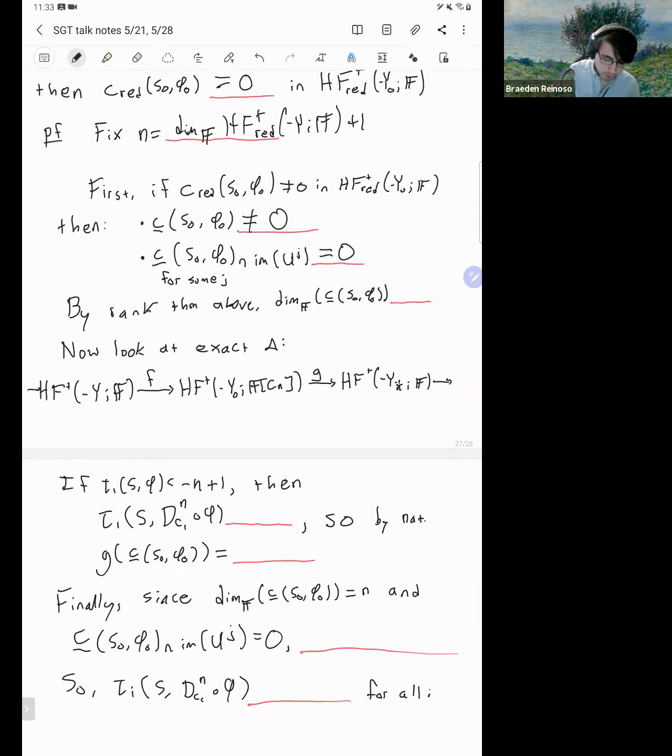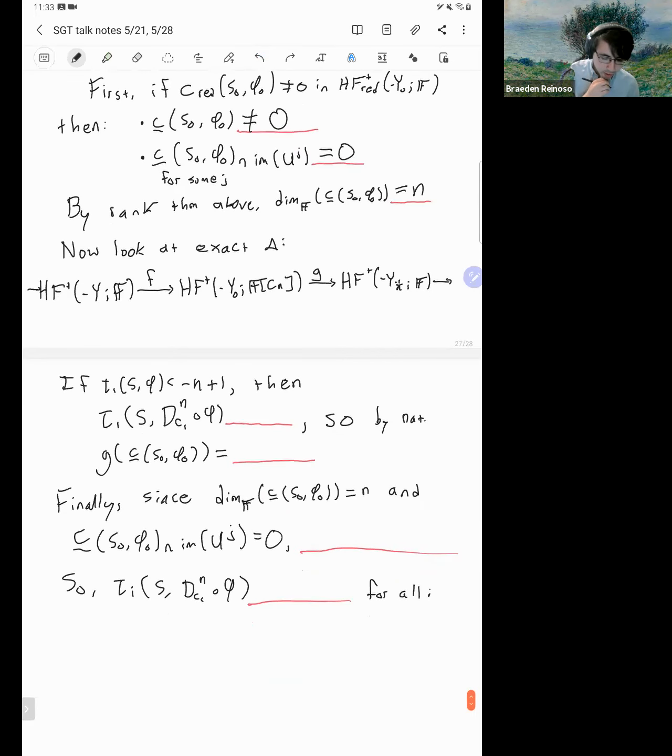So now from the rank theorem that I mentioned before, this tells you that the dimension over F of your twisted contact class is equal to n. And that's just simply because they're either all 0 or linearly independent. So since your contact class is non-zero, it has to be rank n. And now we look at the Heegaard Floer exact triangle, and we chase where everything goes.